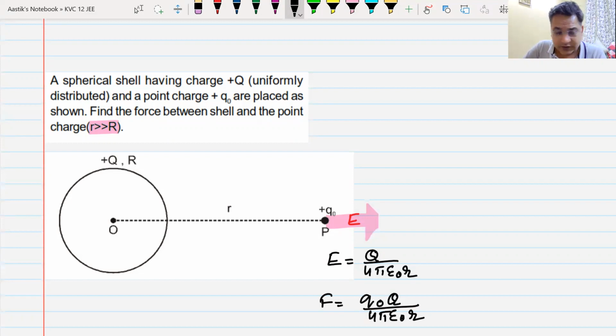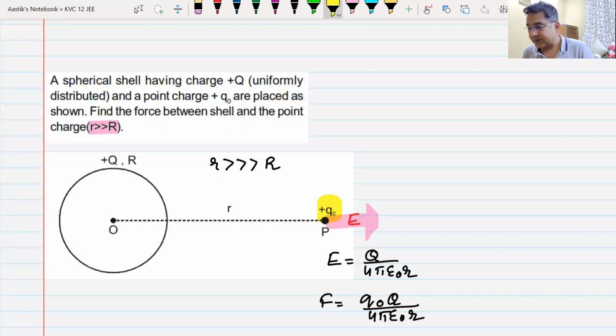So that is how you must do it. This R is given very large compared to the radius for two reasons. The first reason is, if this R is not very large, because of the presence of this charge, the distribution of charge on the shell will be different. And the second thing is, when the distance is too large compared to the radius, then you can take the shell also as a point charge. So these are the two reasons why this was given.